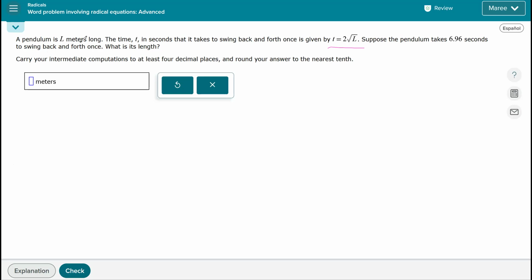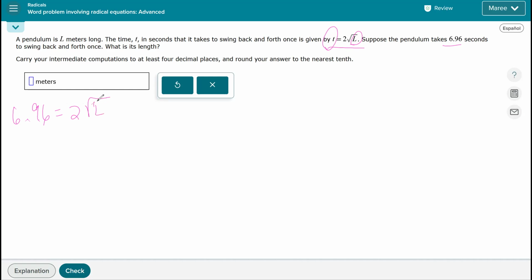A pendulum is L meters long. So we're going to put the length here. The time T, we'll put the time here, that it takes to swing back and forth once is given by that equation. Suppose the pendulum takes this much time to swing back and forth once. What is its length? So we're looking for L, so that will stay a variable, and they gave us the time. So we'll fill in our equation. We'll put our 6.96 to replace T equals 2 square root L.